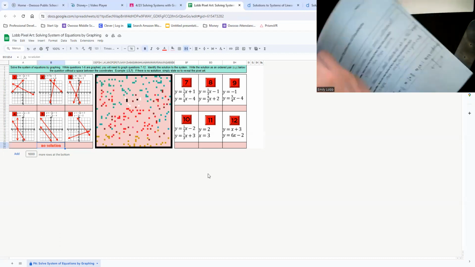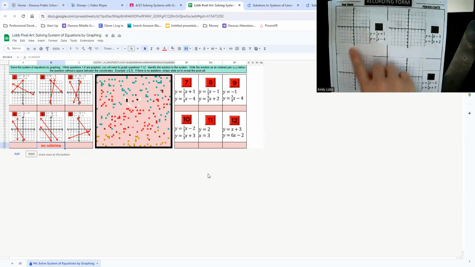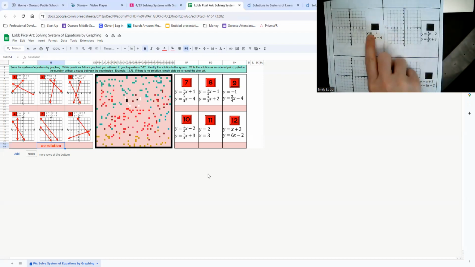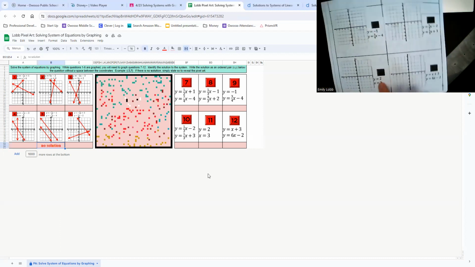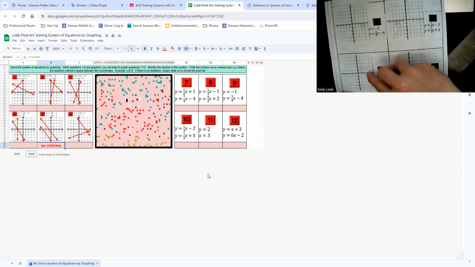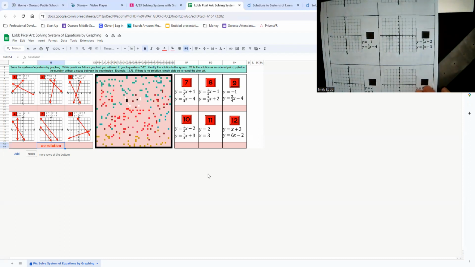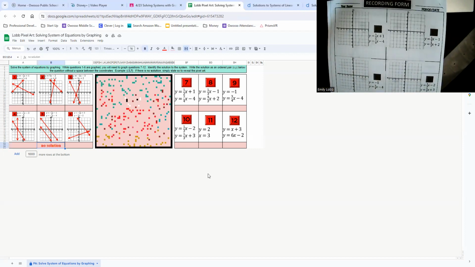And then on the back, you will be graphing these lines. Remember when we have a y equals something, everywhere y equals -1 would be through here. Everywhere x equals 3 would be through here. So you need to know how to draw those lines. And then you need to know how to plot your y-intercept and use your slopes to find more points.